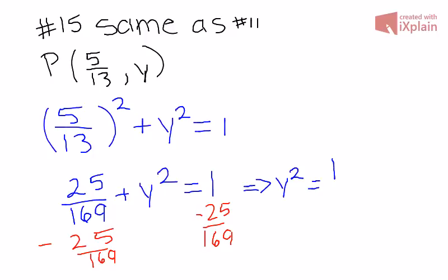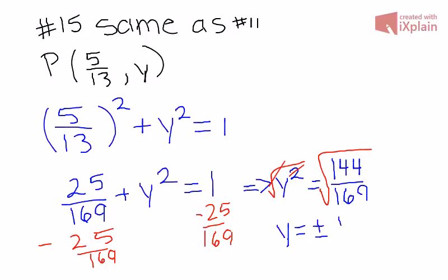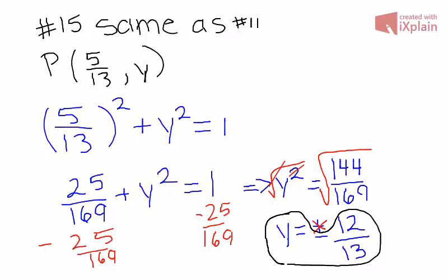Okay, and it tells us that the y-coordinate is negative. So when we take this square root, we'll have plus or minus on each side, but it tells us right here, in the problem, that the y-coordinate is negative. Well, if the y-coordinate is negative, then we know that we have to choose the negative version of this, so the positive doesn't work. So that's why y equals negative 12 over 13. Okay.